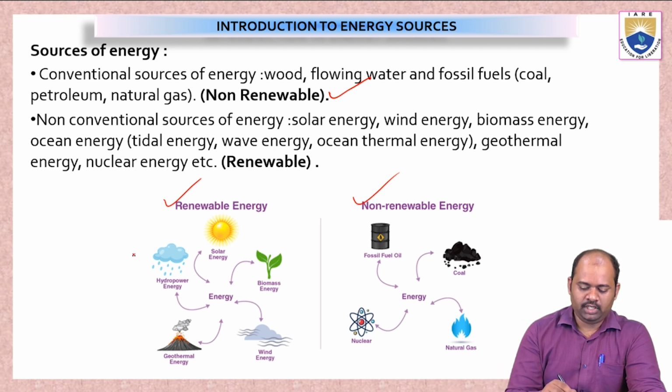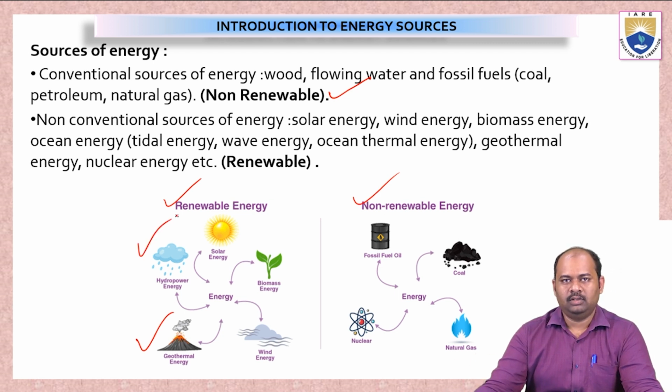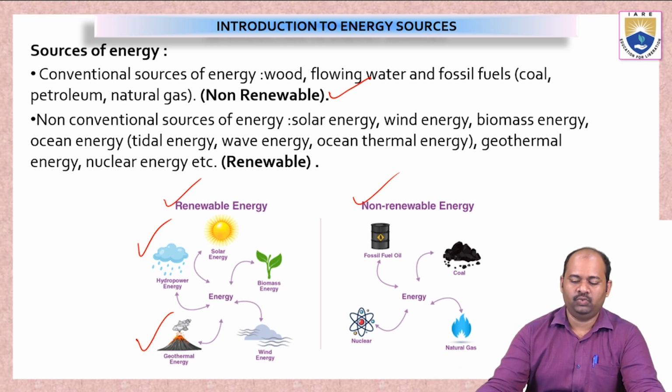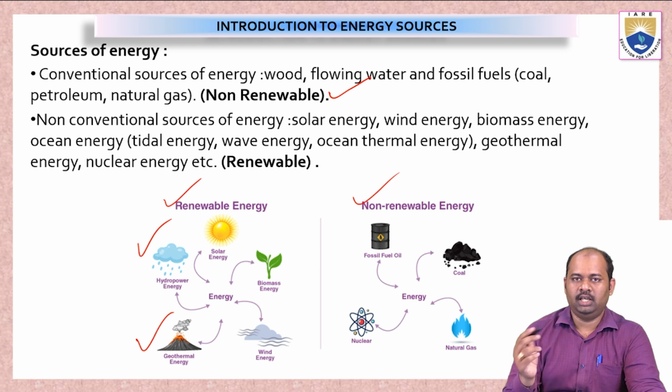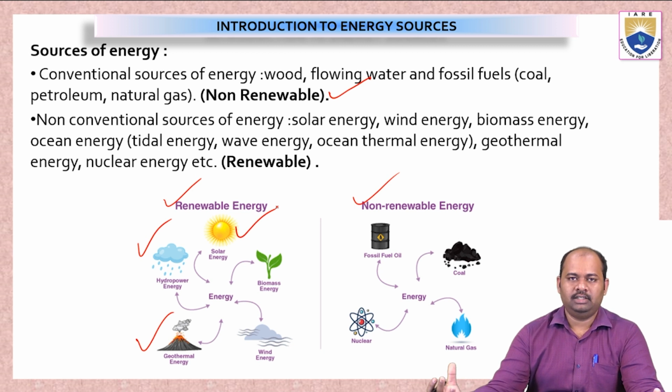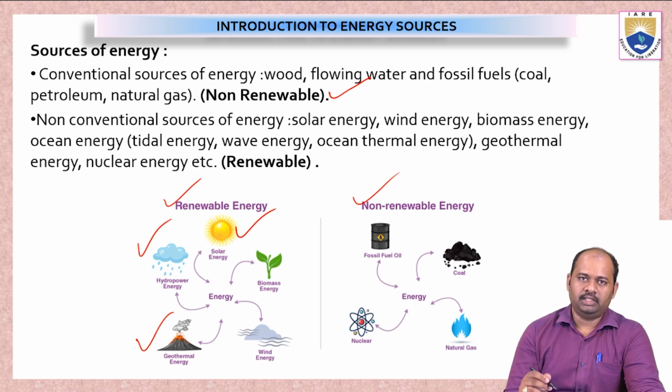Similarly, we can use hydropower energy, where the potential energy of the water can be converted into mechanical energy. Further, it can be converted into electrical energy by using an electric generator. And then solar energy. We can collect the incoming solar radiation, and this radiation can be converted into electricity with the help of photovoltaic cells.